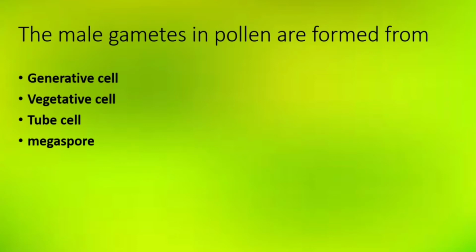The male gametes in pollen are formed from generative cell, vegetative cell, tube cell or megaspore. Mature pollen grain has two cells within, a larger cell called a vegetative cell and a smaller cell called generative cell. The vegetative cell grows down as the pollen tube after pollination, whereas the generative cell nucleus divides to form the male gametes. So here the answer is generative cell.